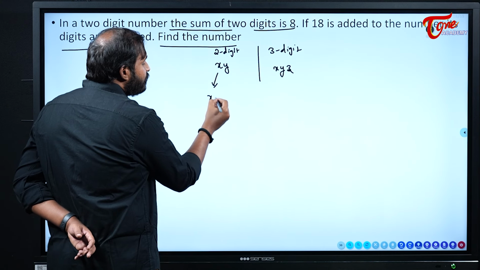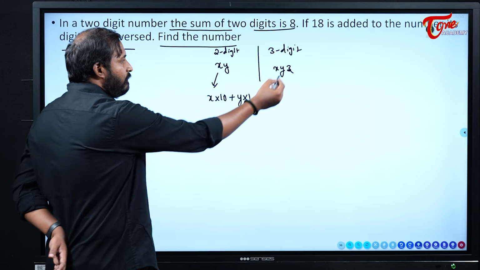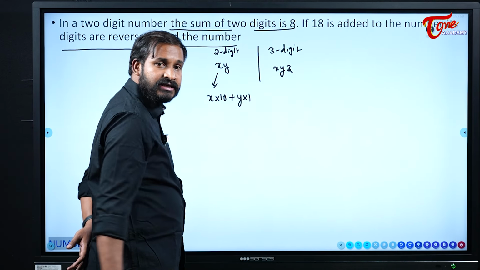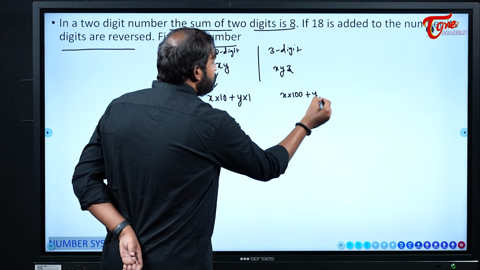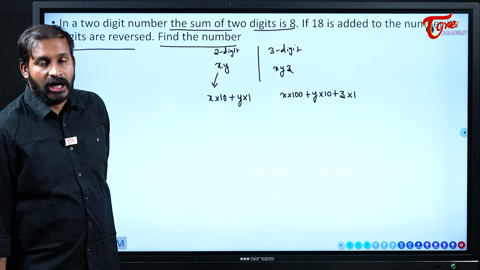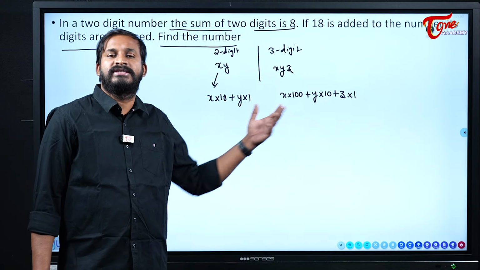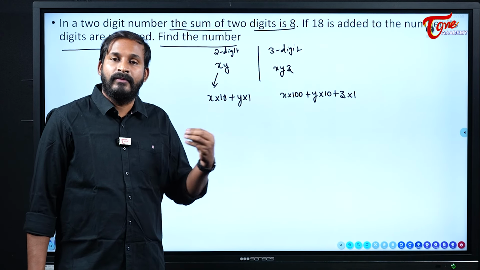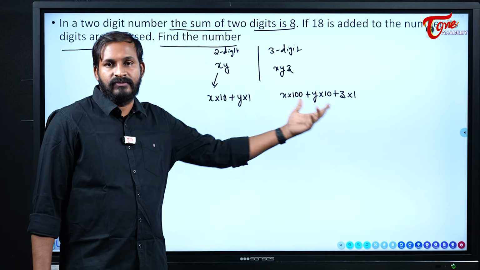So what I will write? X into 10 plus y into 1. And similarly, this is a three-digit number. Z is in units place, y is in tens place and x is in hundreds place. How will I write that? X into 100 plus y into 10 plus z into 1. So this is the way to assume the two-digit and three-digit number. If a four-digit number is required, the same process. While assuming, you can assume them as xy or xyz, but while performing the mathematical operation, you should definitely take them as x into 10 plus y into 1 or something like this.